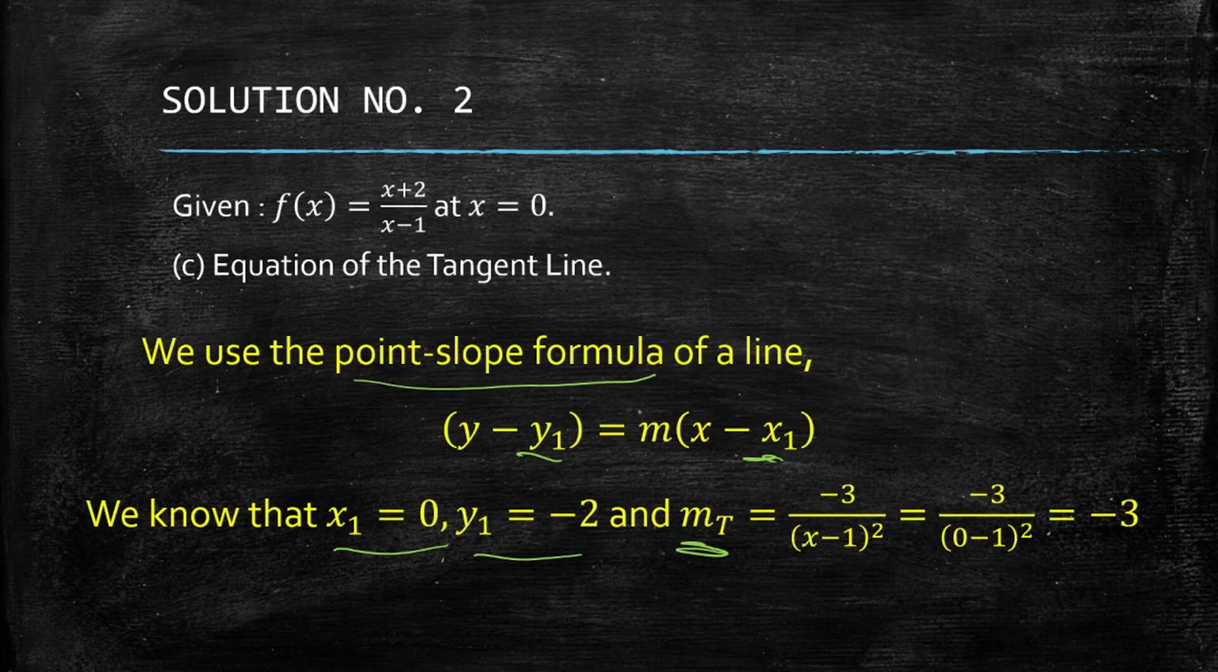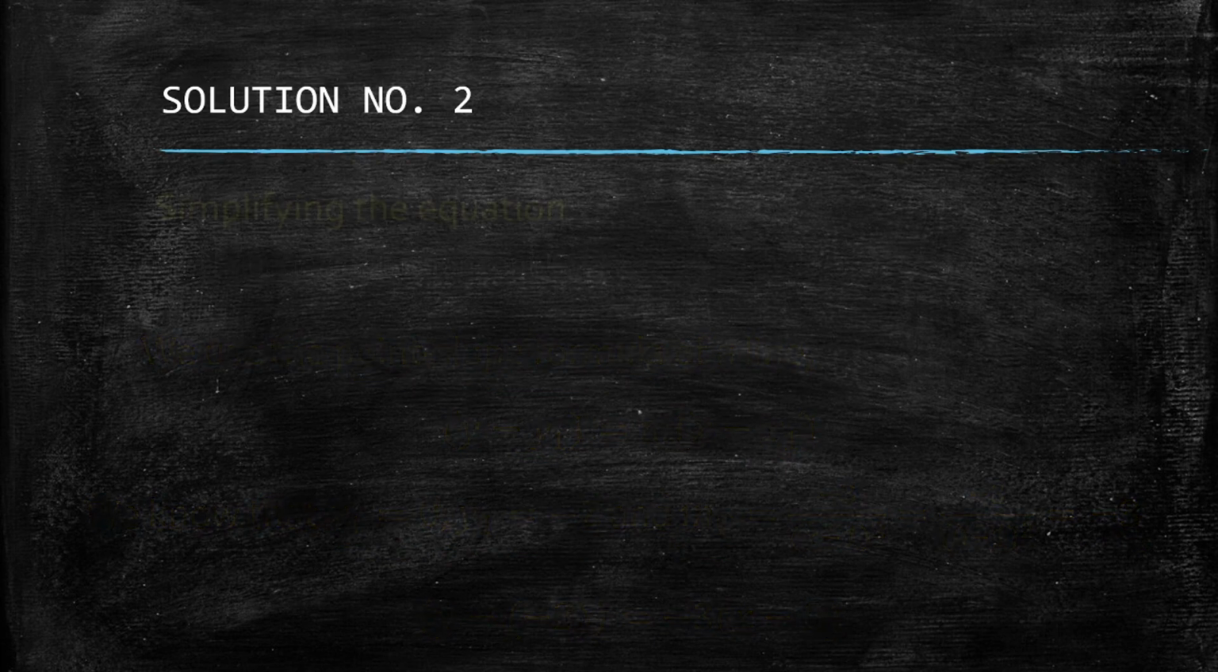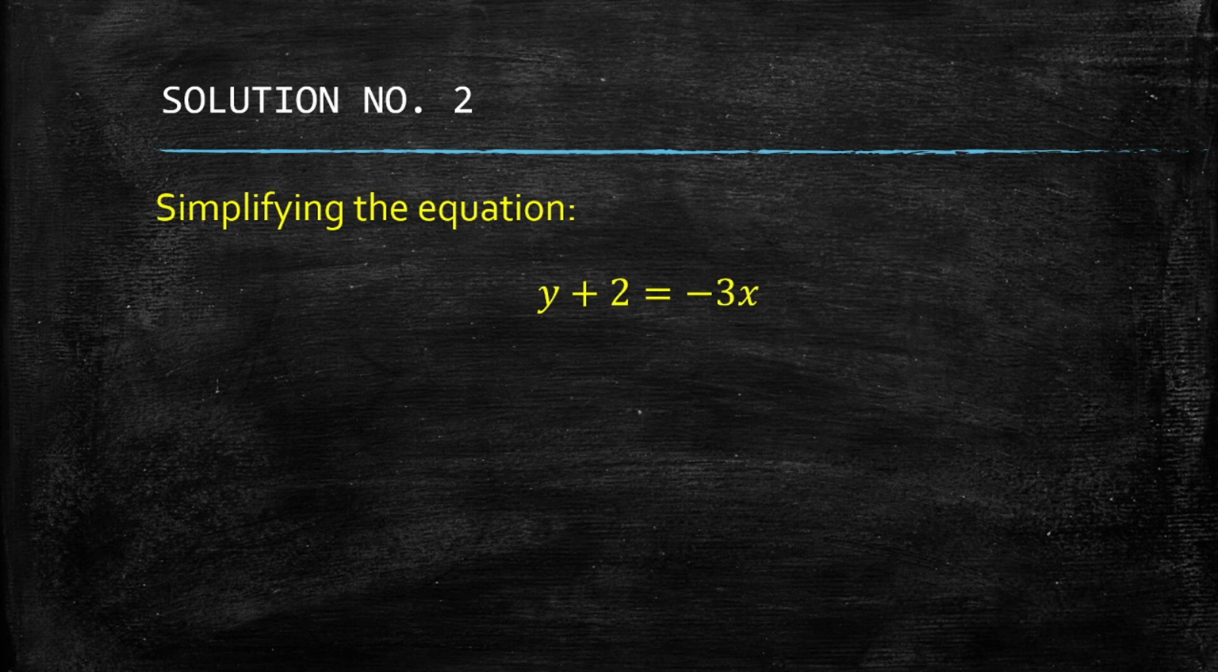line. We have m sub t representing the slope of the tangent line, or dy dx. You can use dy dx. So this is actually dy dx, and hence we can substitute the values in the point slope formula. So we have y minus the negative 2 equals negative 3 times the quantity of x minus 0. If we simplify the equation, we'll get y plus 2. Negative times negative is positive, and x minus 0 is just x, times negative 3.